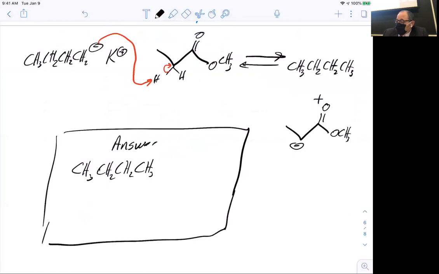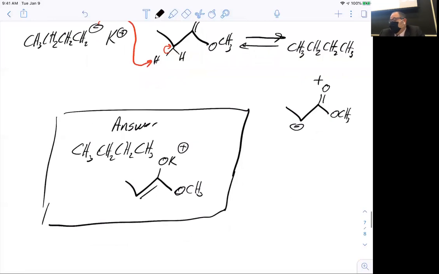Okay, what if you went up and looked the key up and you saw this is the answer? How do we get from here to there? Okay, this has resonance, right? So this can resonate to there.